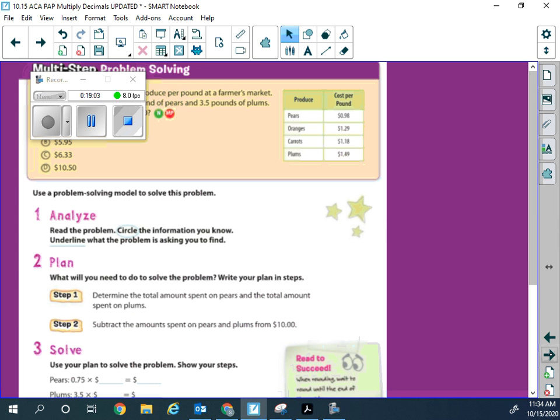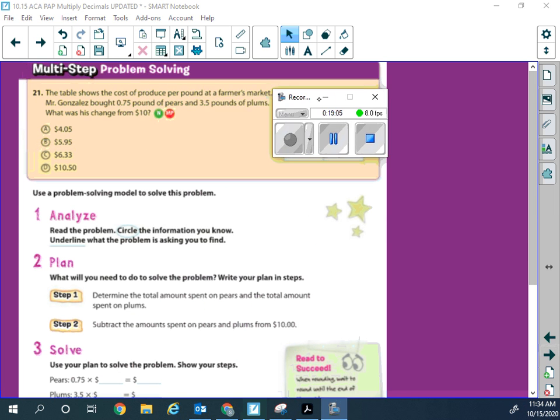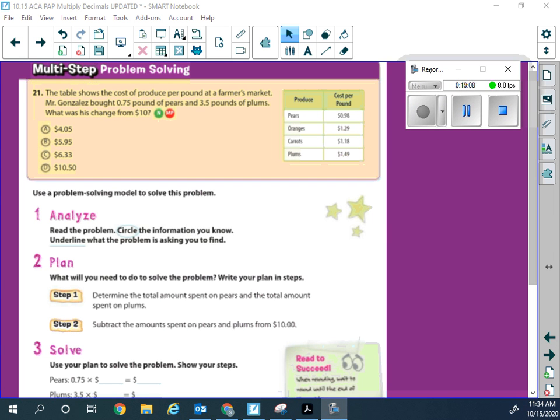All right. Now, another thing that the textbook loves to do is give us one really good word problem. And it's so good that they take an entire page to talk about it. Okay? So, I want to spend a little time on this because you might see something like this on an upcoming assessment, okay? It says, the table shows the cost of produce per pound at a farmer's market. Mr. Gonzalez bought 0.75 pounds of pears and 3.5 pounds of plums. What was his change from $10?